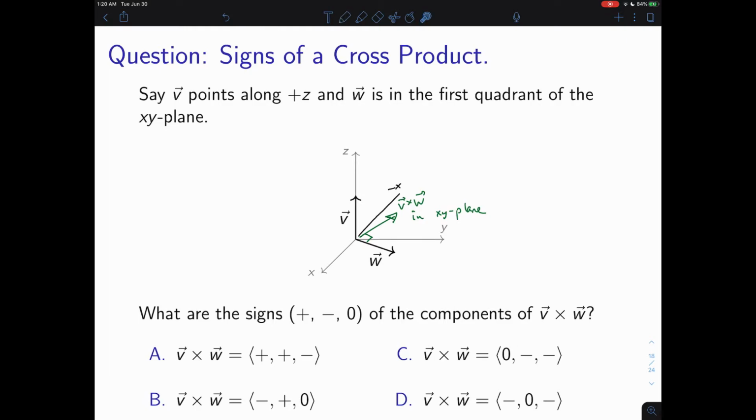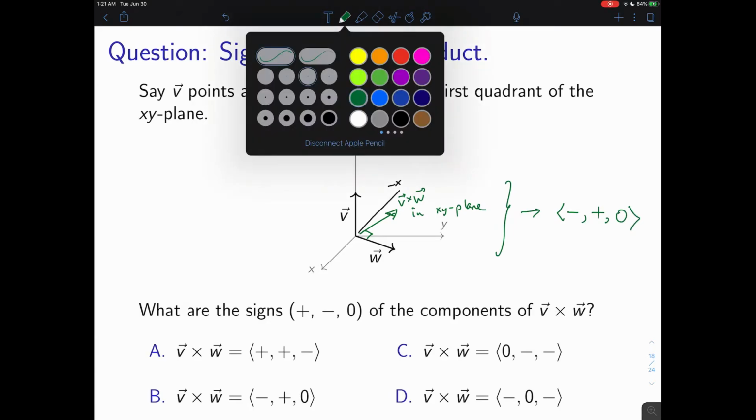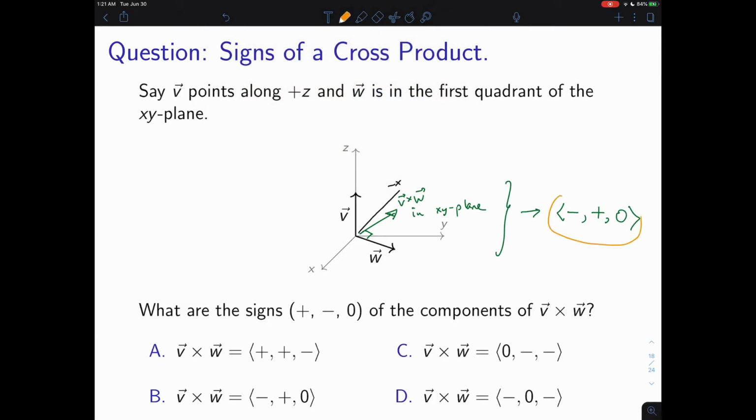So if it's in that part of the XY plane, that means that the X component is negative, the Y component is positive, and the Z component is 0. So our answer is that the X component is negative, the Y component is positive, and the Z component is 0. And looking at that answer, that matches up with B.